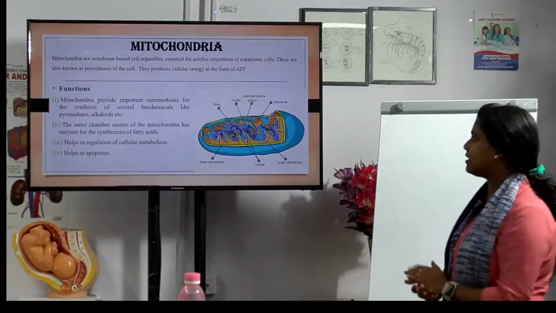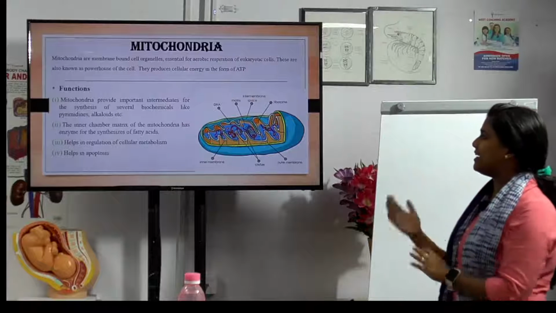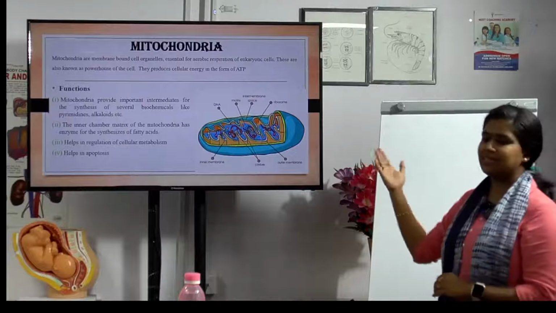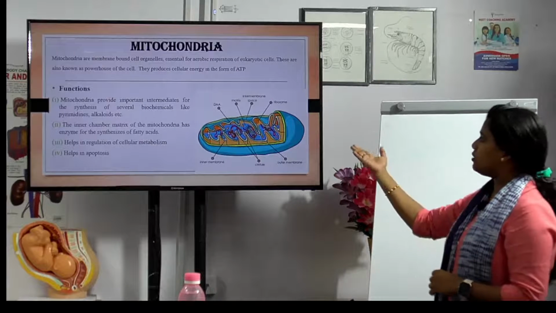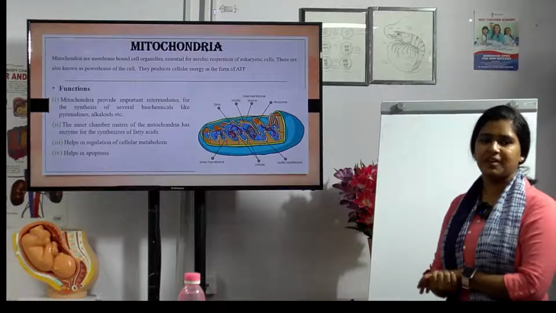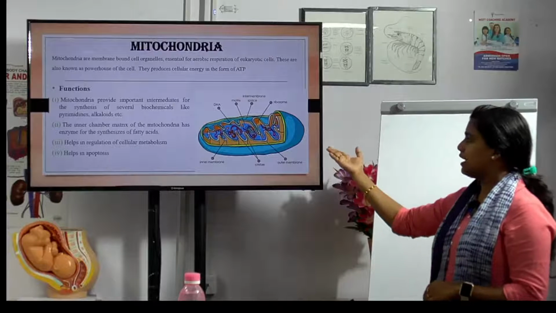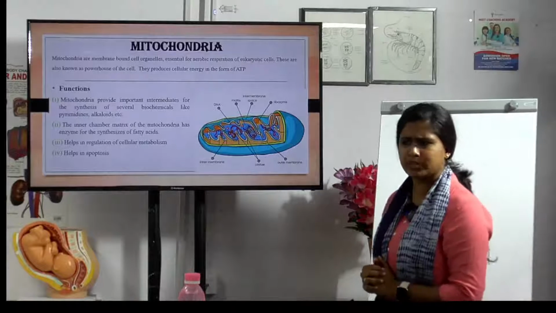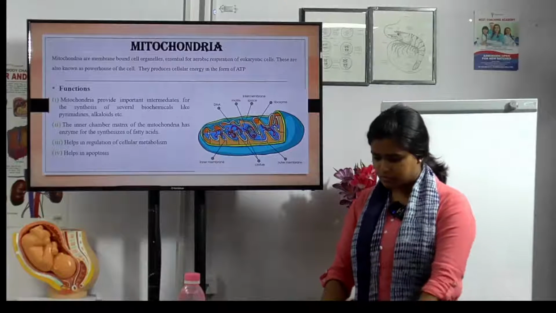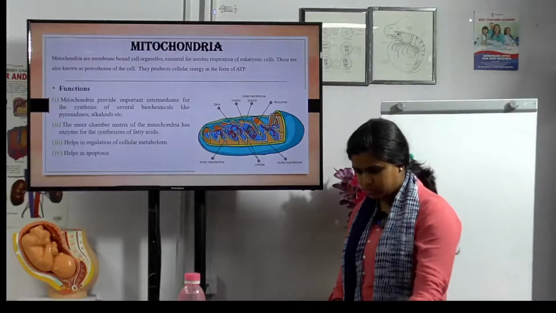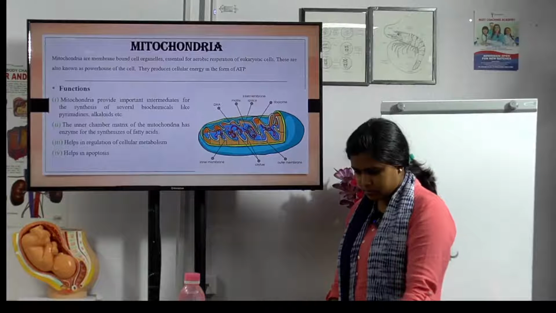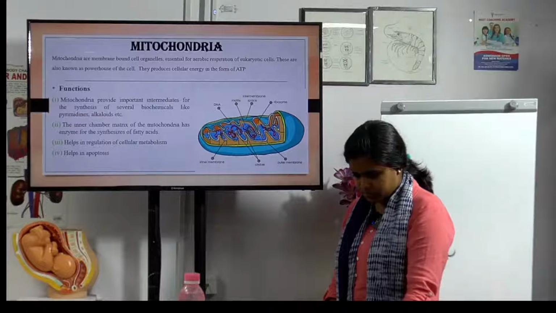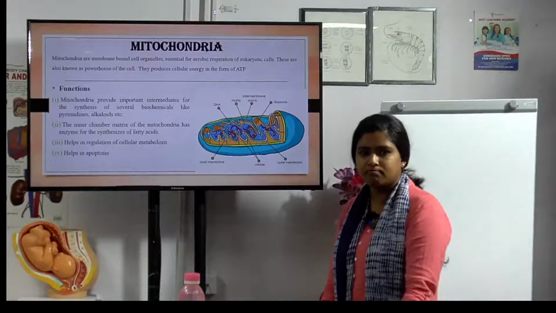Yes, control. There is a control, and also provide the intermediate for the synthesis of several biochemicals like pyrimidines and alkaloids, and also has enzyme synthesis for the fatty acids. Next one, the regulation in cellular metabolism, and also apoptosis. Apoptosis na? Apoptosis. Cell death.